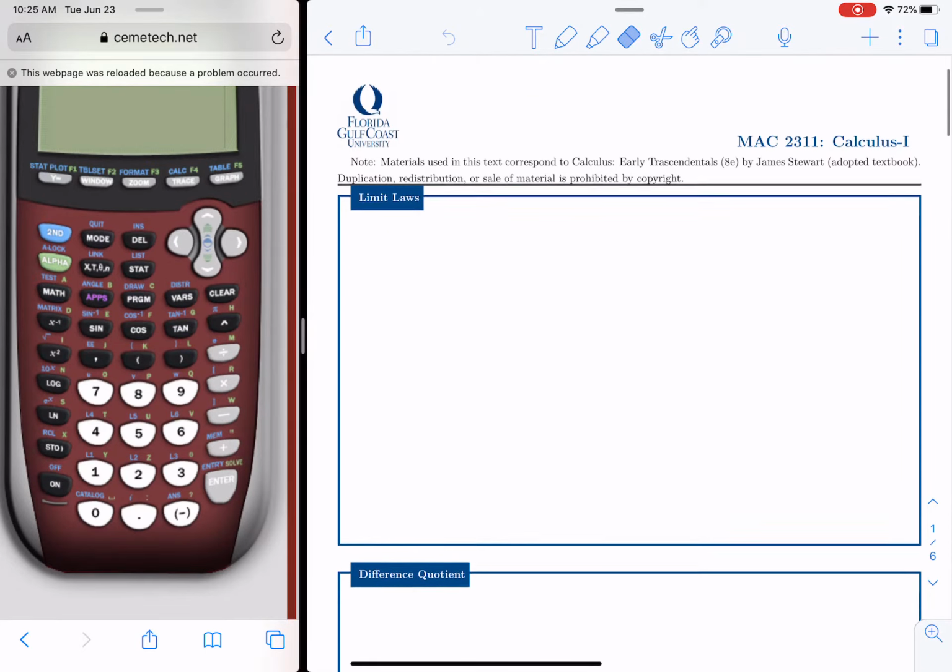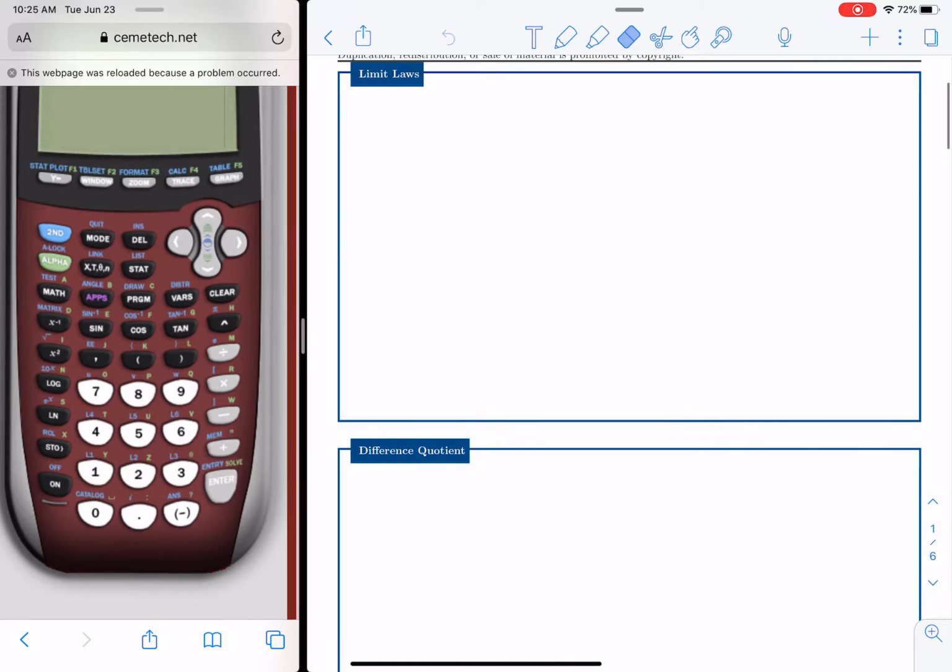So limit laws tell us how we can apply limits when we have a bunch of functions combined together, such as adding functions, subtracting functions, dividing functions and multiplying functions and so forth. So suppose we have two functions. Now this is the simplest case.